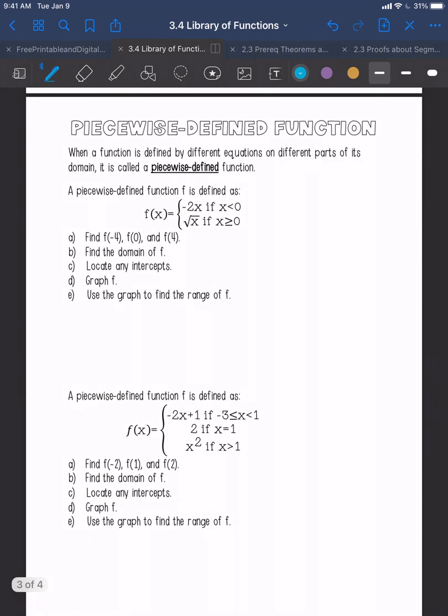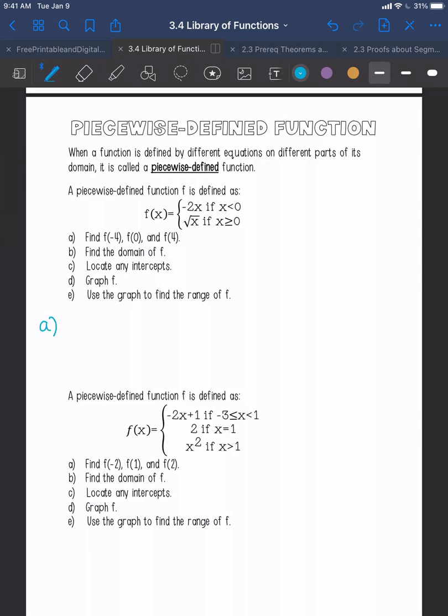Okay, talking about piecewise defined functions here. When a function is defined by different equations on different parts of its domain, it's called a piecewise defined function. So here we have f of x equals -2x if x is less than 0, and the square root of x if x is greater than 0. First we're asked to find f of -4, f of 0, and f of 4.